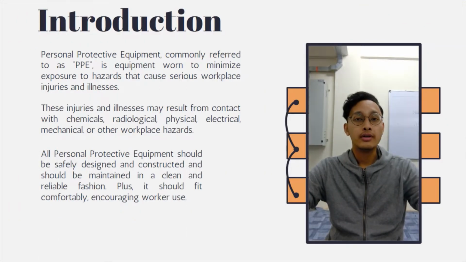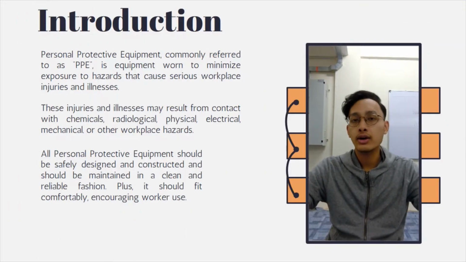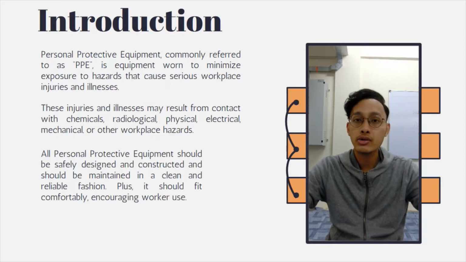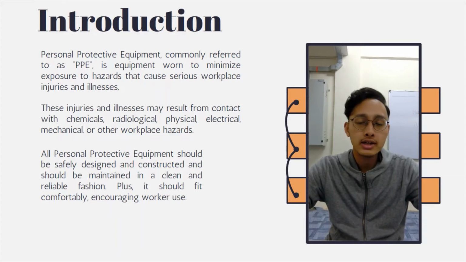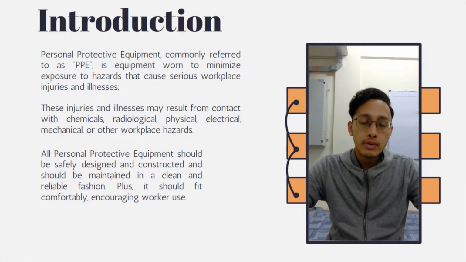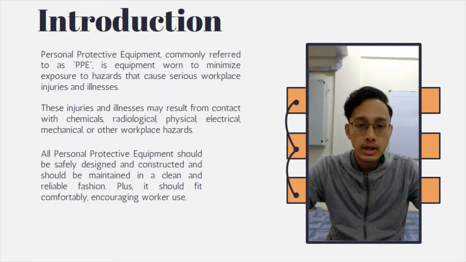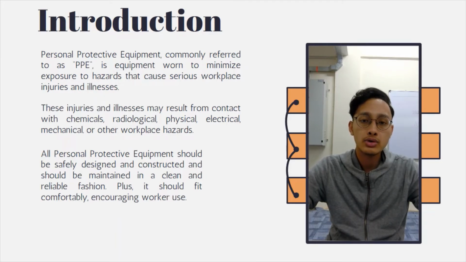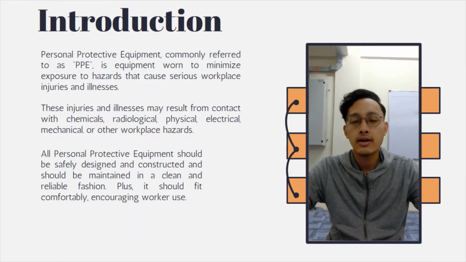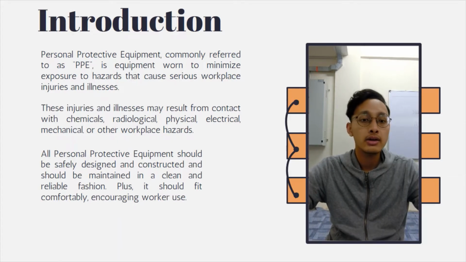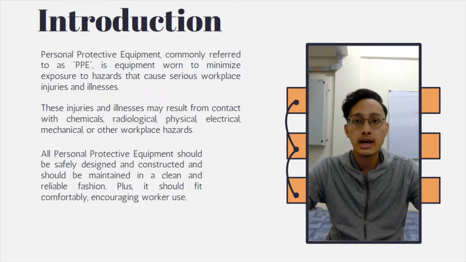Okay, so the first topic we are going to touch on is the introduction to PPE. So, what actually is PPE? PPE, or personal protective equipment, is commonly referred to as PPE. It is equipment worn to minimize exposure to hazards that cause serious workplace injuries and illnesses. These injuries and illnesses may result from contact with chemical, radiological, physical, electrical, mechanical, or other workplace hazards.